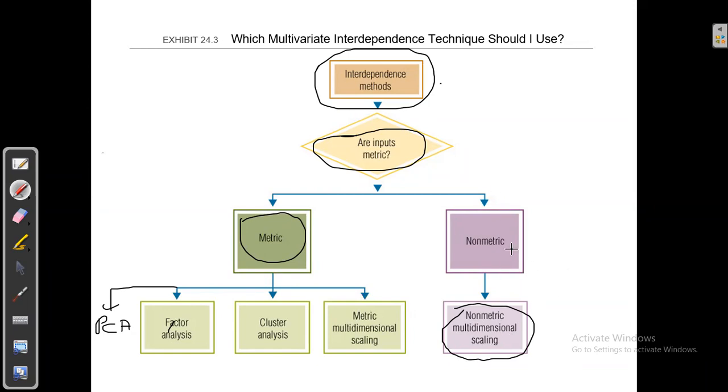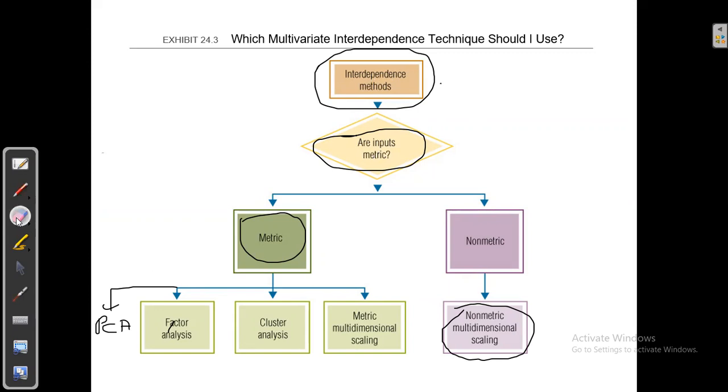That's why you say metric MDS versus non-metric MDS. In all these methods, there is no requirement whether the variables should be declared as dependent or independent. Interdependence means that they are all related with each other without mentioning the direction of relationship. And that's why this forms another set of techniques.